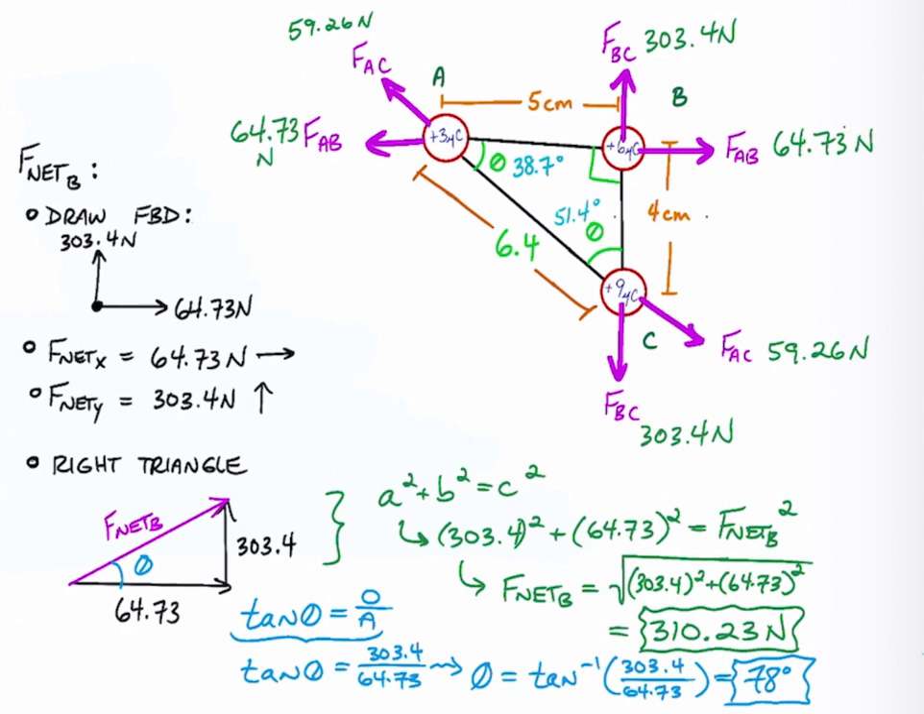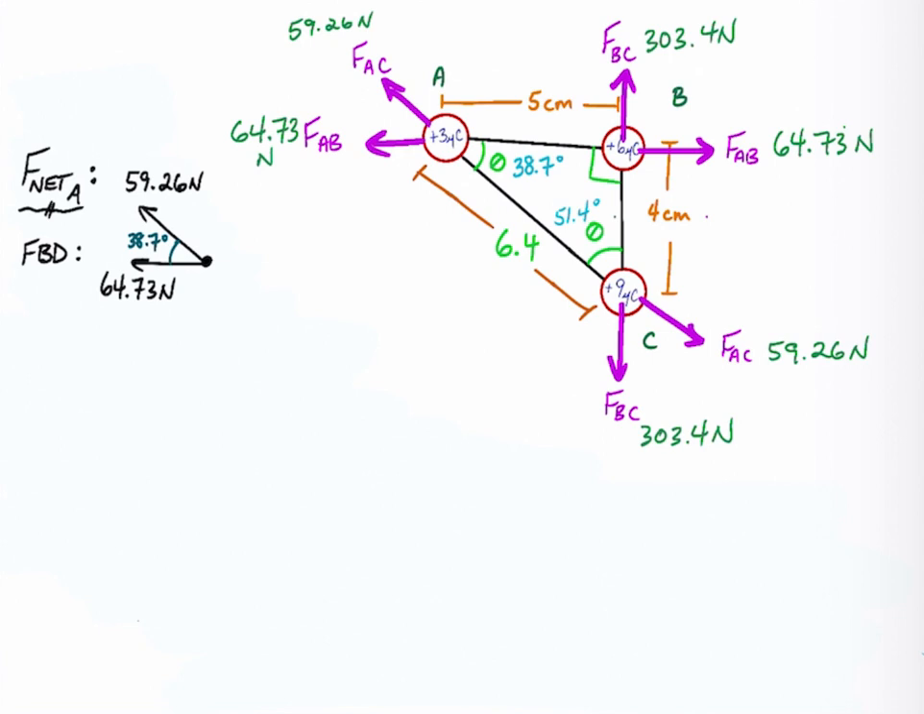If I want to figure out the charge on A, same process, a little bit trickier because it's not a 90 degree angle. But once again, I'm going to draw this free body diagram. So I have the one force at 64.73 pointing straight to the left. I'm simply copying what I see here. So straight to the left is 64.73. Now up at an angle, I have a force of 59.26 newtons.